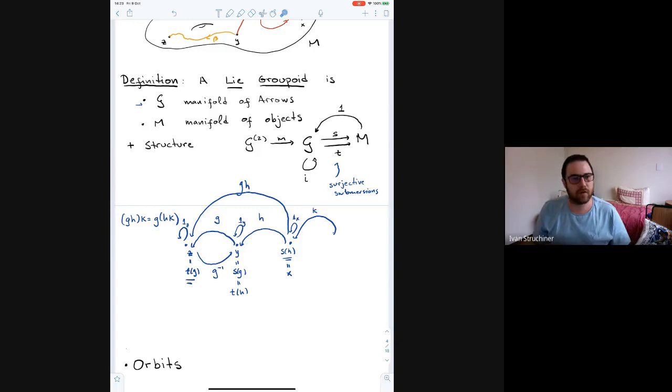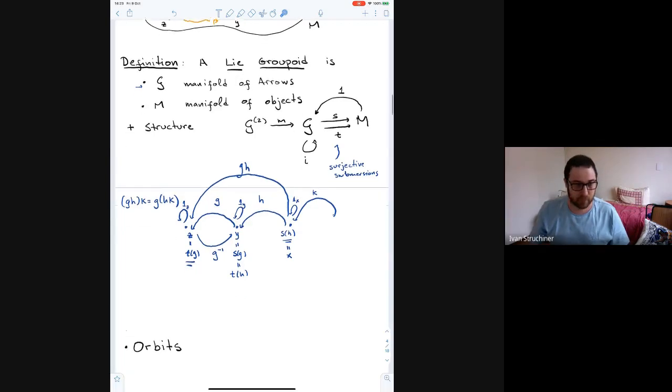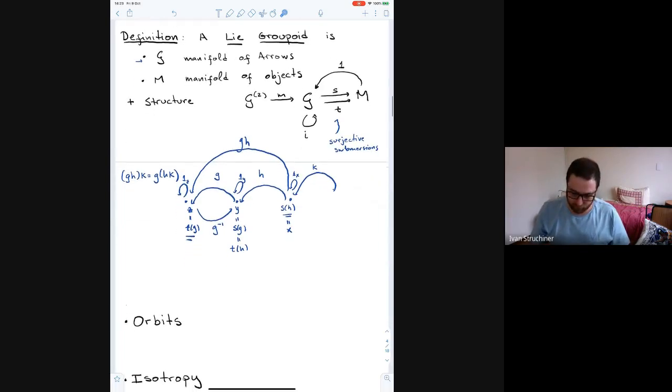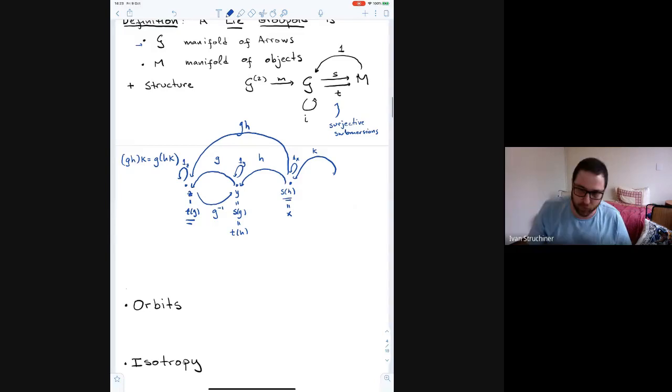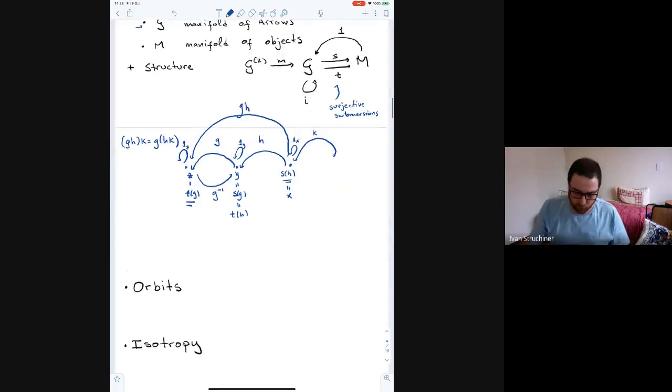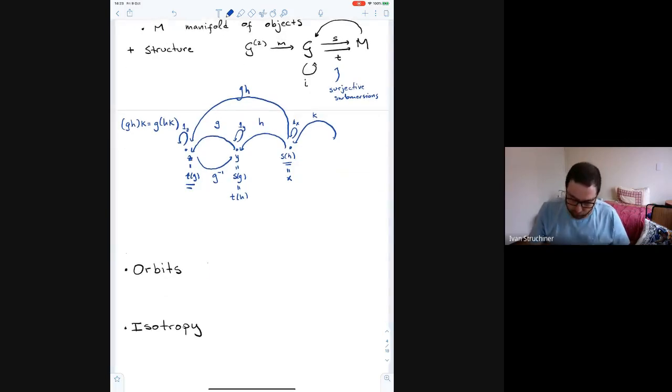Okay, so are there questions about this definition? I guess not. So this is what a Lie groupoid is. And to every Lie groupoid, you can associate two objects, two structures. One is the orbits of the Lie groupoid. So an orbit of the Lie groupoid is just the target of the source minus one of the point.